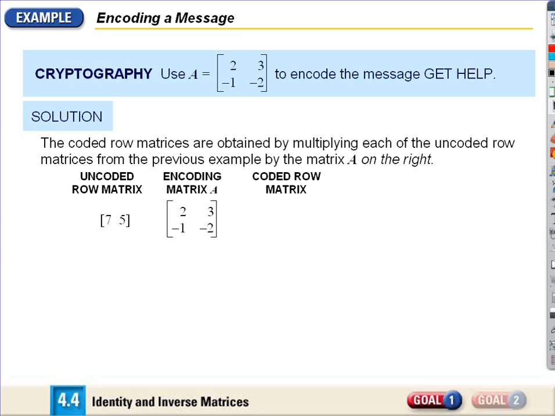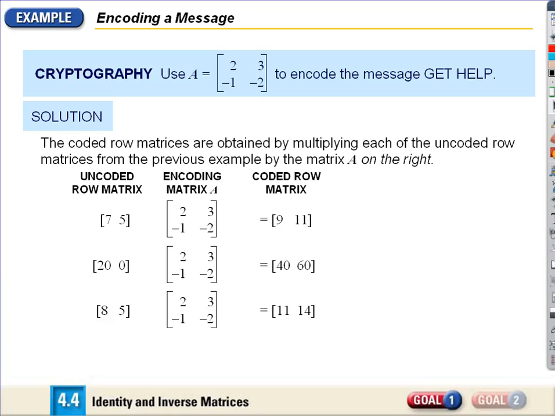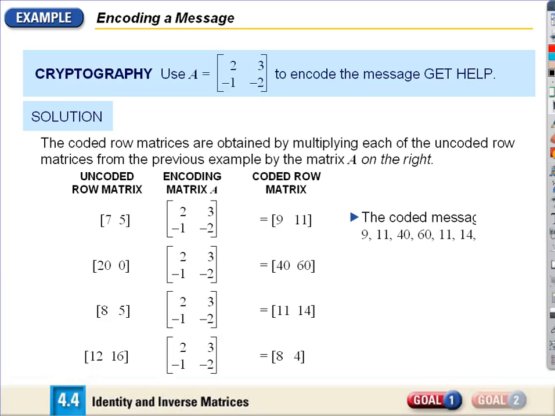Okay, so we could do that for all of them. Multiply each little bit of our message by this encoding matrix A. And here's what we get. We get the coded message that's these new numbers instead of the ones we originally started with. That's the one we're going to send out to our secret agent who's out doing spy work or something, right? And then he's going to get this message, and how is he going to decode it?